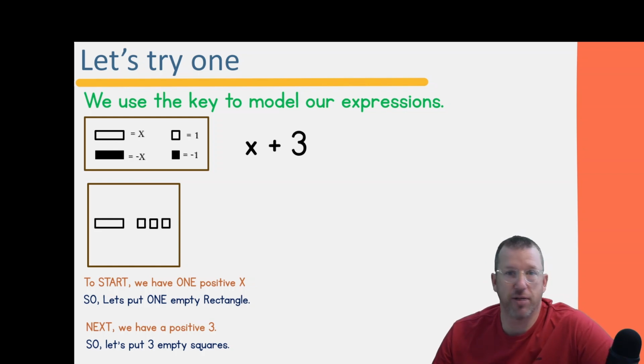Notice that I didn't put a plus or minus sign anywhere. You do not do that. You just put the rectangles and the squares to show what you're modeling. I have a positive x, and I have a positive 3. So I have a rectangle that's open, and I have 3 squares that are open.